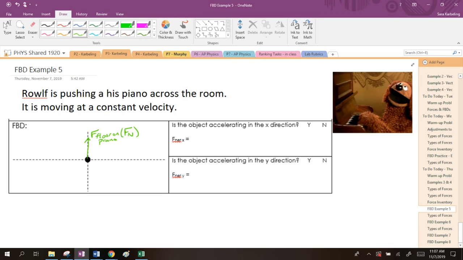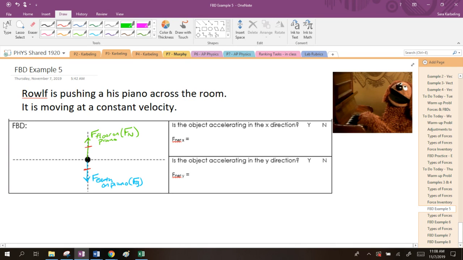Force of the earth on the piano. Which way does that one go? It goes down, straight down towards the center of the earth, right? That's a gravitational force. And my next question is going to be, how do these two forces compare? They are the same. So we're going to go ahead and mark that they're the same. It's helpful to know that.